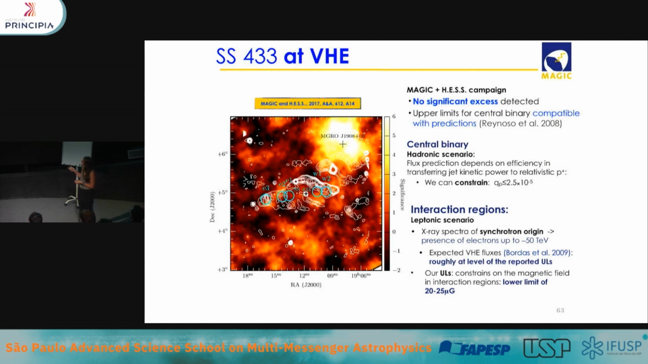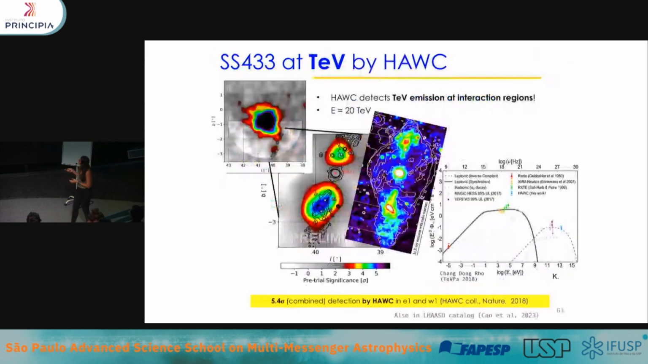And there have been a lot of campaigns for a long time. For example, H.E.S.S. and MAGIC did several observations to see if we could detect it. We could not, and then HAWC detected it. HAWC also having nice results. So near SS433, they have this super big Milagro source, the old Milagro experiment that detected the source. If you remove the contribution, you could actually see emission in the interaction regions. And their emission was 5 sigma, so they could only put one spectral point in here, but it was already shocking.